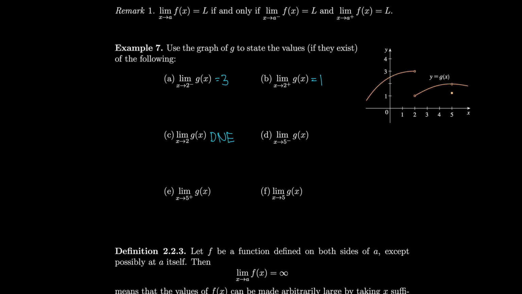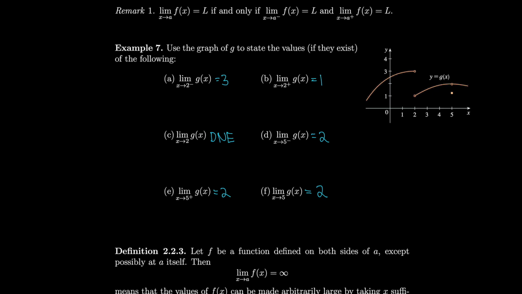If we look at g of x approaching 5 from the left, so then we're coming in all the way up until we get to 5, it looks like we approach 2. And if we go from the right, we also approach 2. So the limit as x approaches 5 of g of x in general must be 2, because the left and right limits were 2.